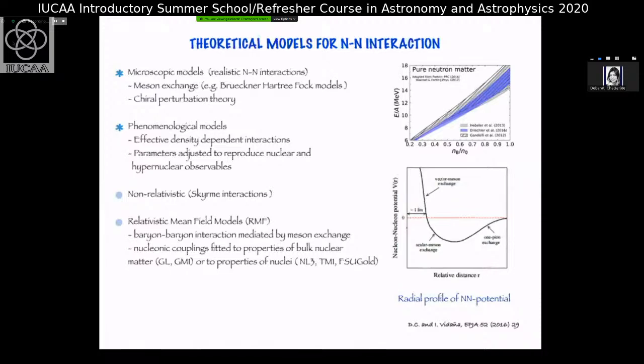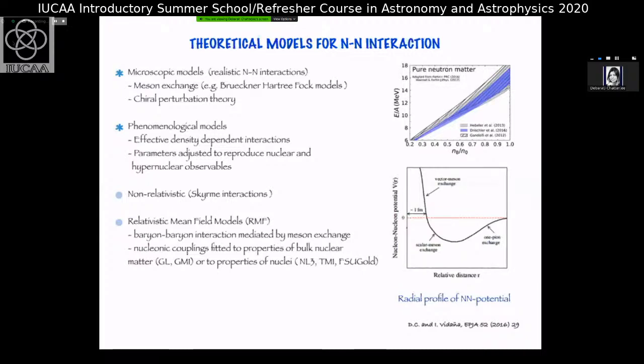There are chiral perturbation theories and so on. These give us important information about the behavior of nucleon-nucleon interactions at low densities. But the uncertainty in such models increases when you go to higher densities. I will talk about this in a minute.